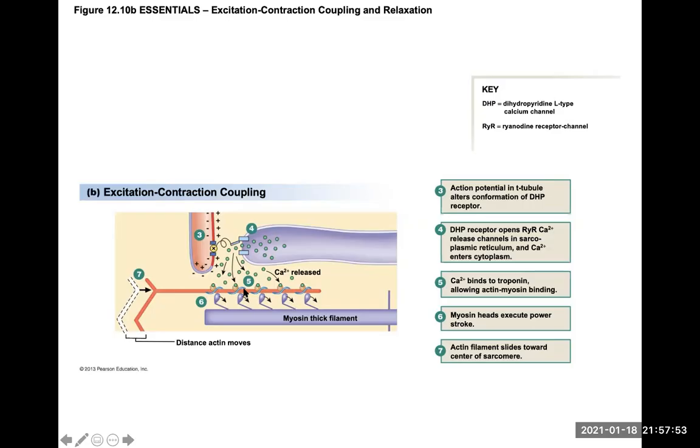When the myosin head is bound to the active site and ATP is present, it's going to hydrolyze and power stroke over, right? Power stroke, basically pull over, and it's going to pull the actin towards the midline, which means that the sarcomere itself is getting shorter in length. So the actin filament slides toward the center of the sarcomere, and the contraction has occurred at that point.